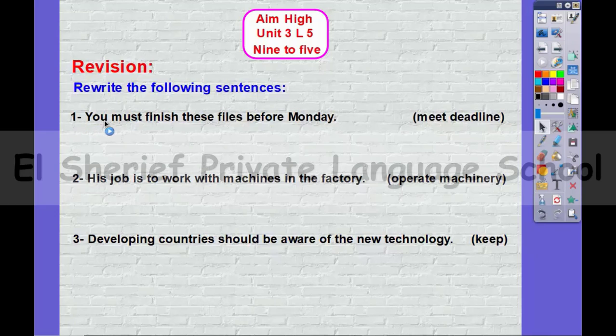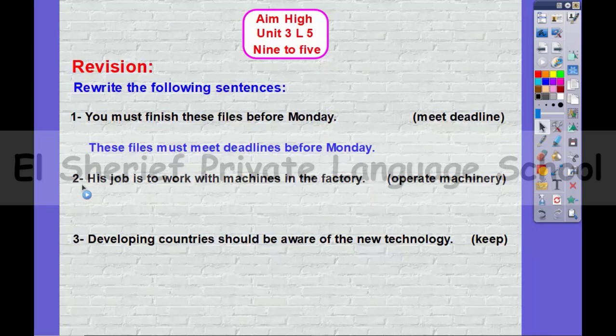Number 1. You must finish these files before Monday. Use meet the deadline. So to meet the deadline is to finish something before the time you have set. So the sentence is going to be something like this. These files must meet deadlines before Monday.